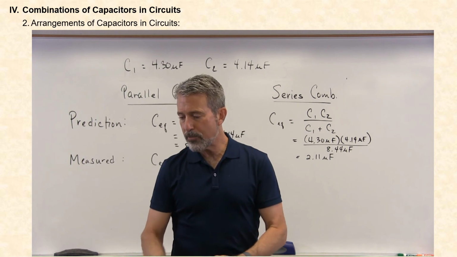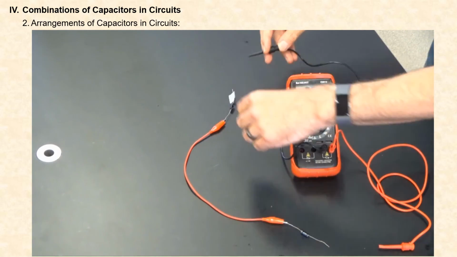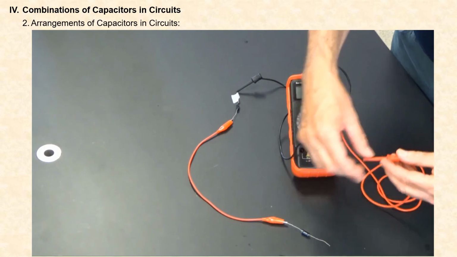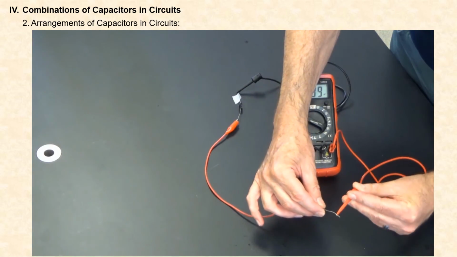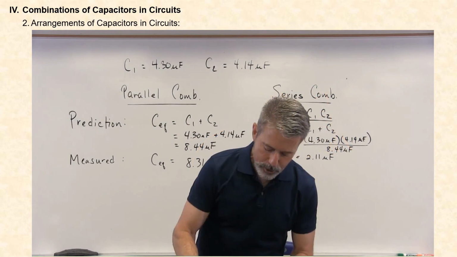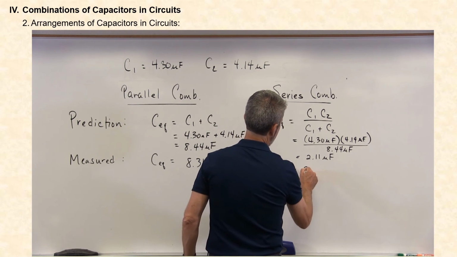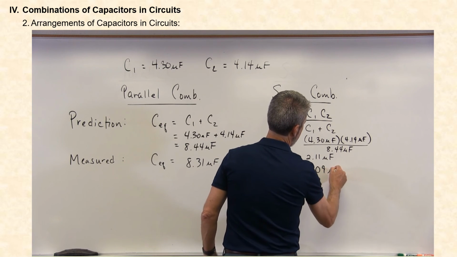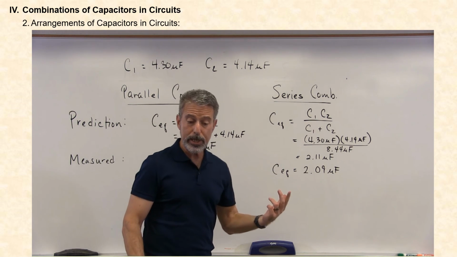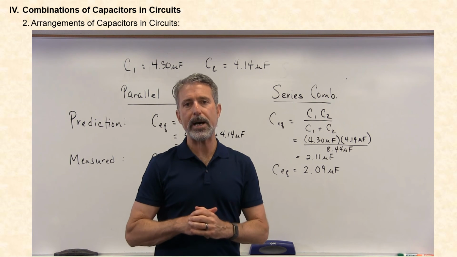Let's now measure the value, find an experimental value, and see how close we are. So we will stick one lead of our capacitance meter to one side of our circuit, the other lead to the other side here. And here, we come up with a value of 2.09 for a measured value. So certainly within experimental error, you can see that the measured value is pretty close to what we predict using this formula we derived for the equivalent capacitance.